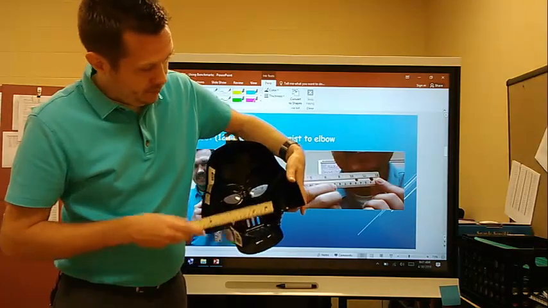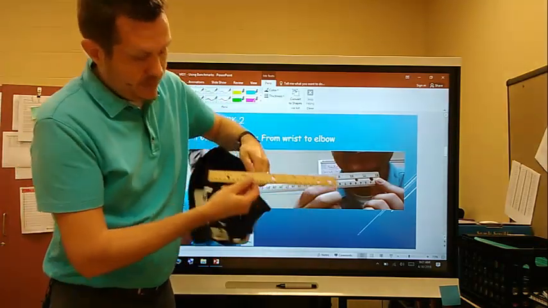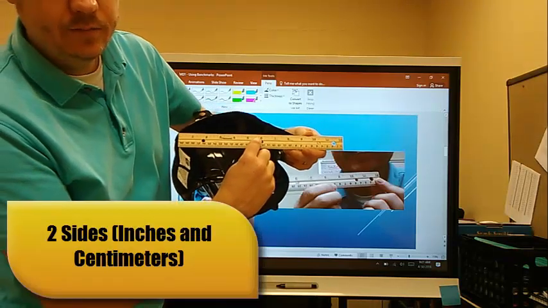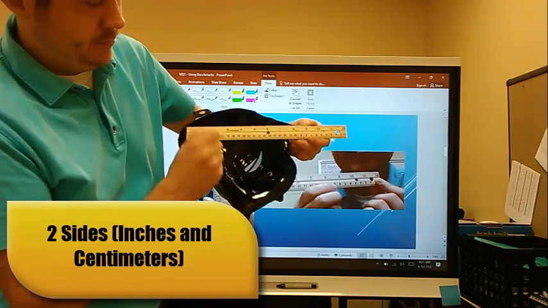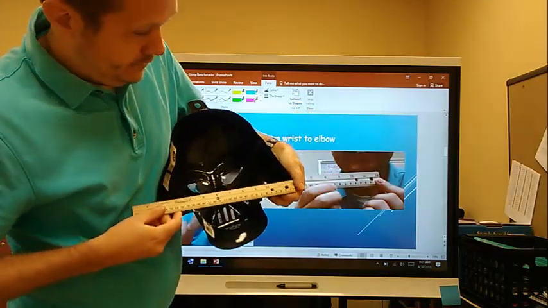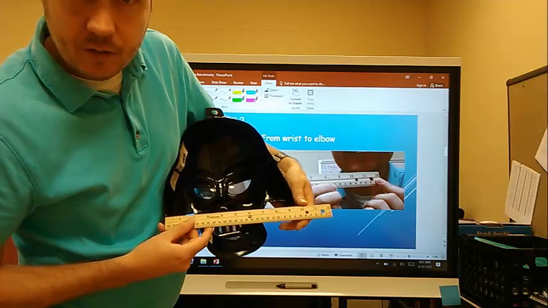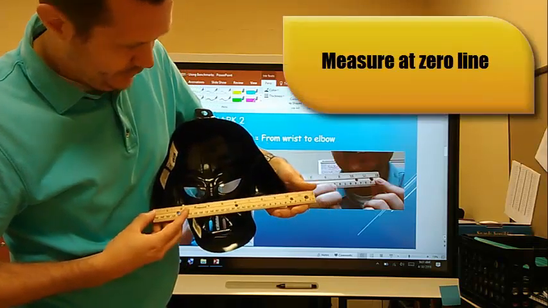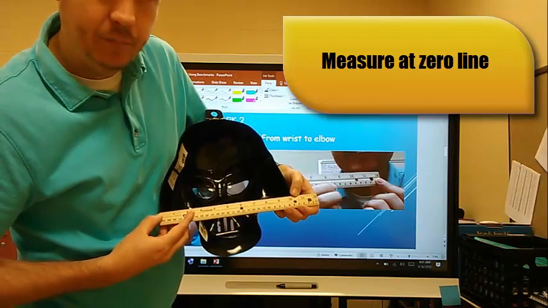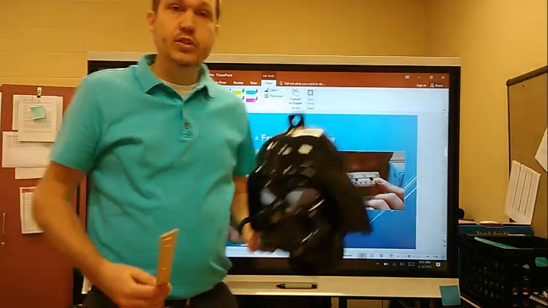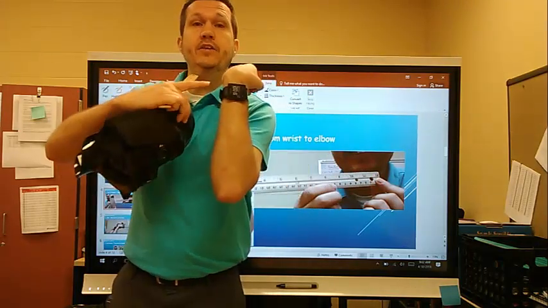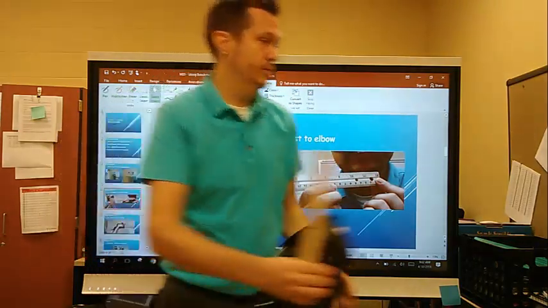So I'm going to take it and I'm going to measure my Darth Vader mask. Remember, there's two sides. My inches side, which is about the bent size of my thumb, and then the other side is centimeters. So I'm going to use inches to measure this mask. So I'm going to start right there at the 0 line. Right there's the 0 line. And I can say that it's about 10 inches wide. About 10 inches. So I knew to use a ruler to measure this mask because I used my benchmark, which is wrist to my elbow.